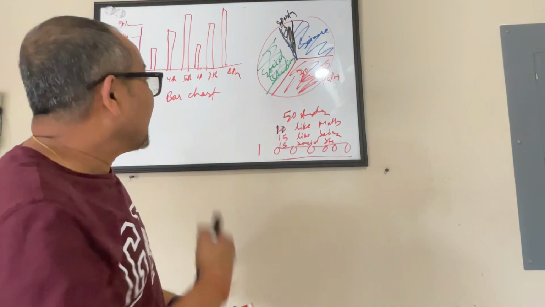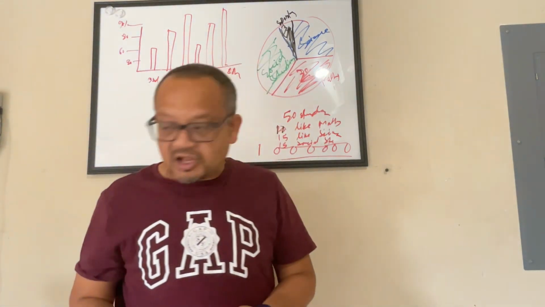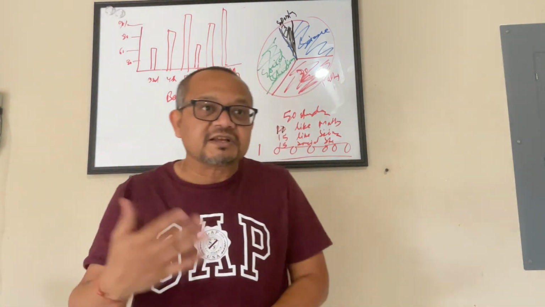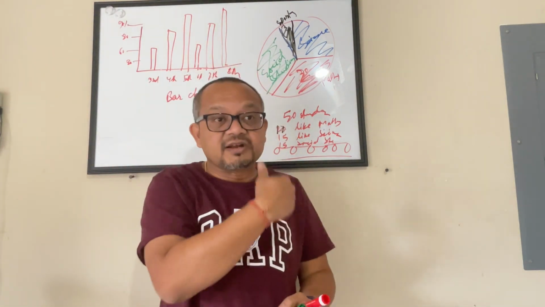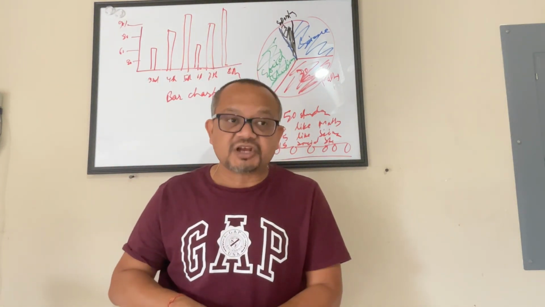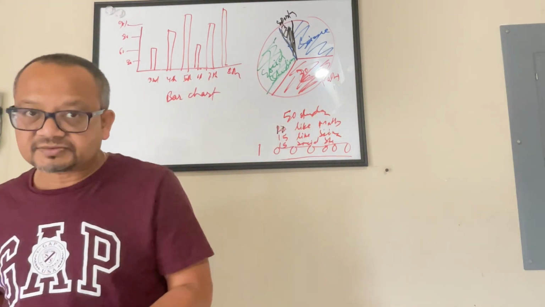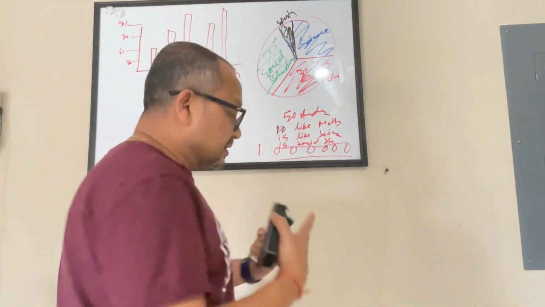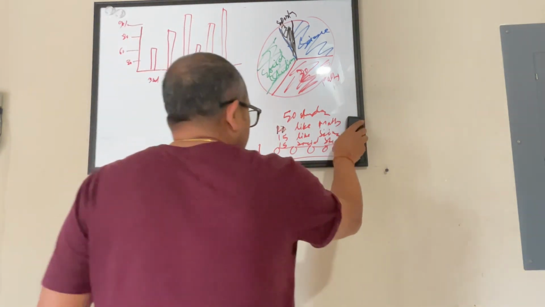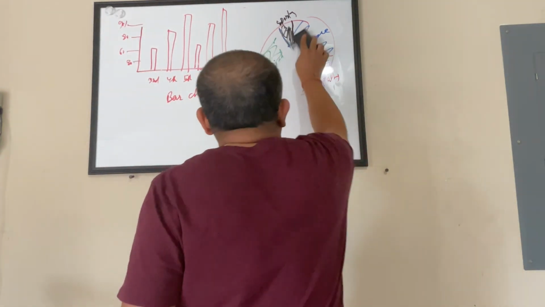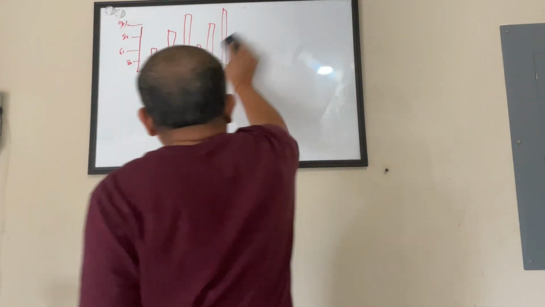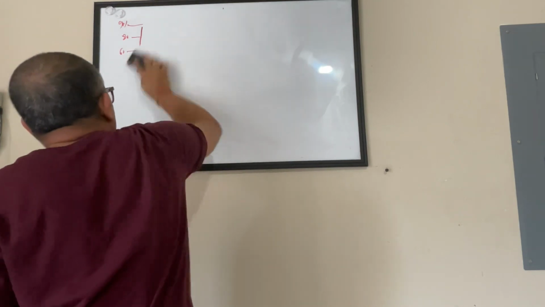Okay. So that's the purpose or the use of any of the statistical diagrams. These are called statistical diagrams. So these are diagrams or charts that are used in statistics. Okay. Now, we looked at bar chart, we looked at pie chart. There's another thing that you can do. That is called a line graph.